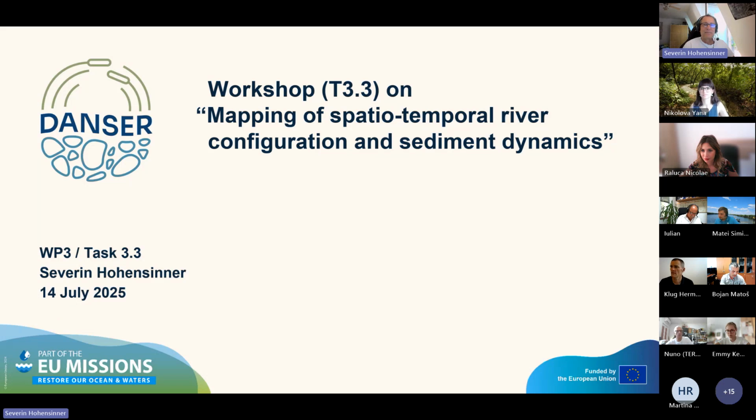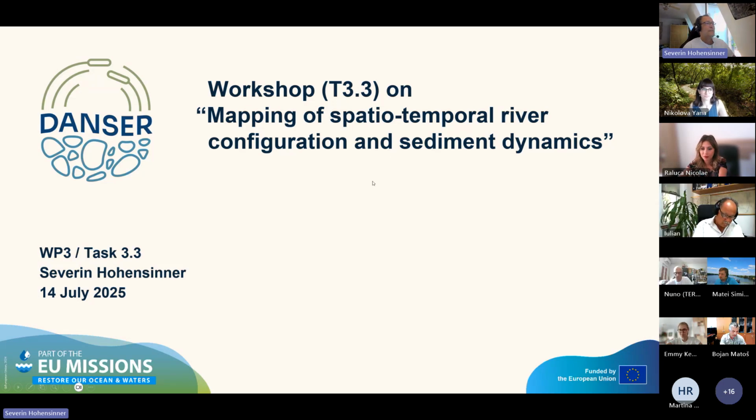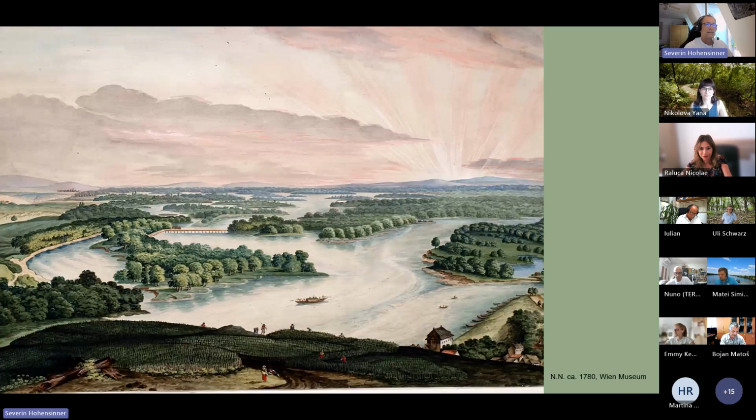I want to start with a nice image of the Danube River landscape in Vienna around 1718. As you can see, it's a typical unbranching river system. It's not a braided one, because an unbranching system shows large vegetated islands separated by several river arms. And we can see some human infrastructure already. Here is the bridge crossing one of these arms of the Danube River.